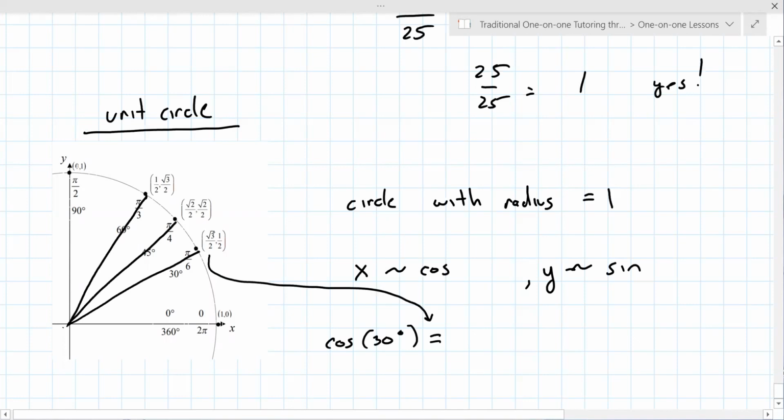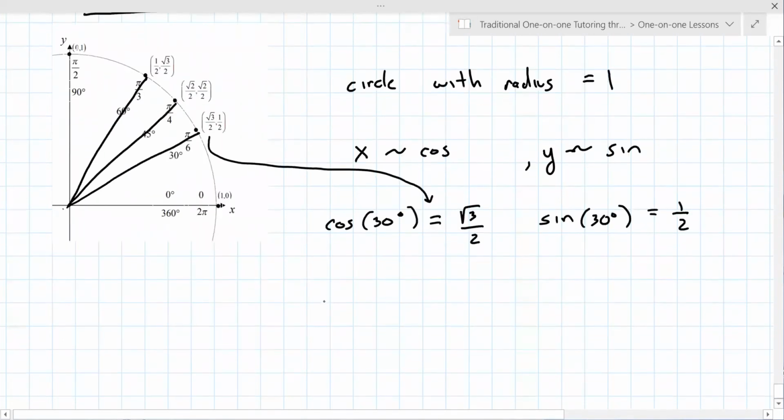See how there's an ordered pair here, x and y. It's the square root of 3 over 2. The sine of 30 degrees is the y value here. What's the y value there? 1/2. So what is the cosine of 45 degrees? Well, you go to your unit circle, there's 45 degrees. It's the square root of 2 over 2. And then sine of 45 degrees is the same, square root of 2 over 2.